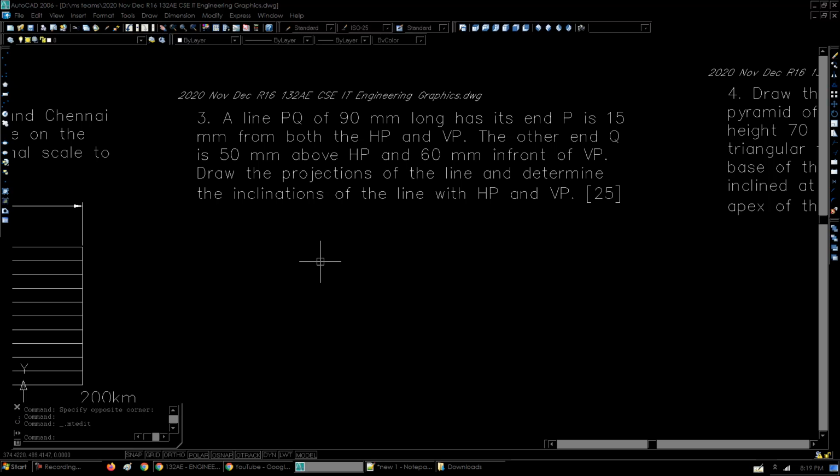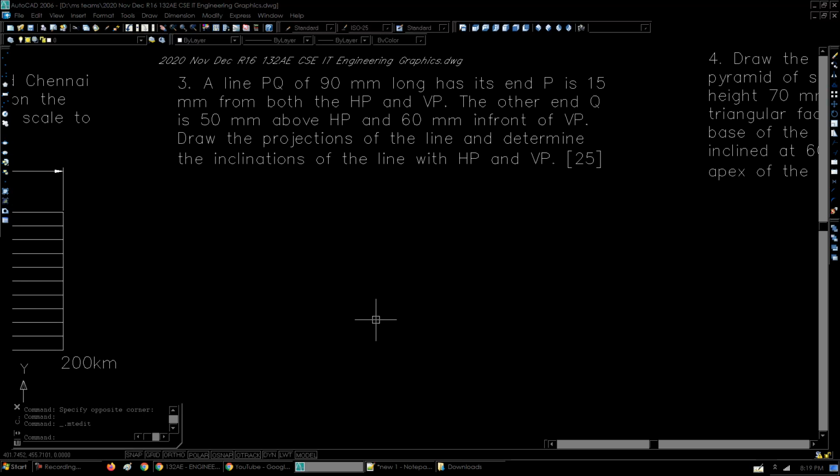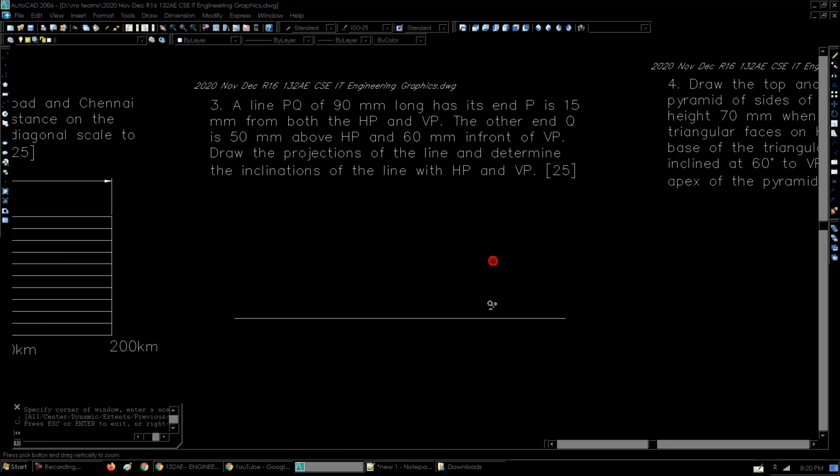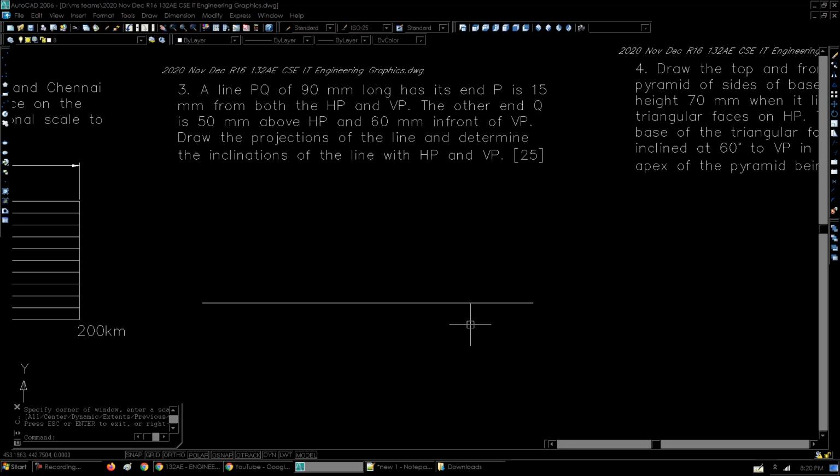So we have to draw the projections of the line and determine the inclinations of the line with HP and VP. So let us just assume that the first point P is also in the first quadrant, and when the point P is in the first quadrant, let's see how to get its projection. First, of course, we need to draw the XY line. So I need a horizontal line. Those who are doing manual drafting, of course, they can place their drafter horizontal and easily get this line. And those who are using AutoCAD, you can either keep your polar setting on, or with ortho setting you will easily get the horizontal line just with the line command.